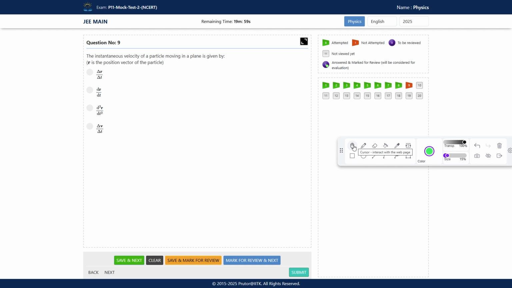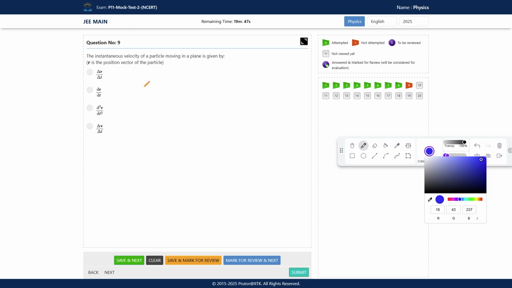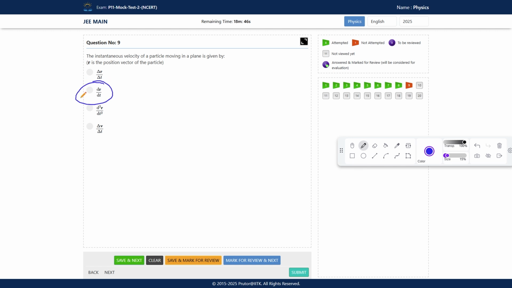The instantaneous velocity of a particle moving in a plane is given by, R is the position vector of the particle. So in this question you have to find out the instantaneous velocity. Instantaneous, when we talk about at a particular instant. So which one is correct? So instantaneous velocity is dr upon dt.